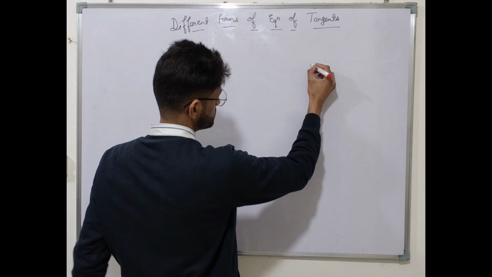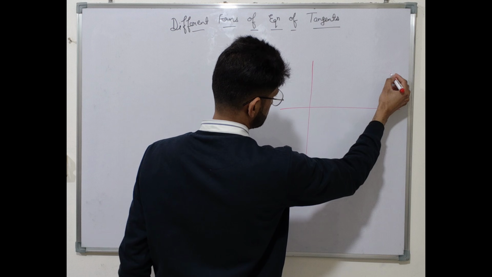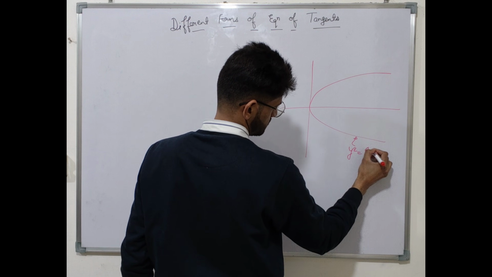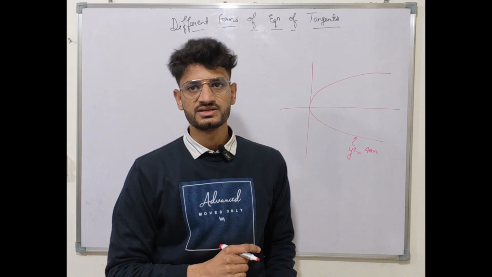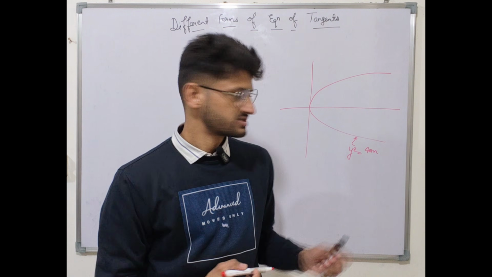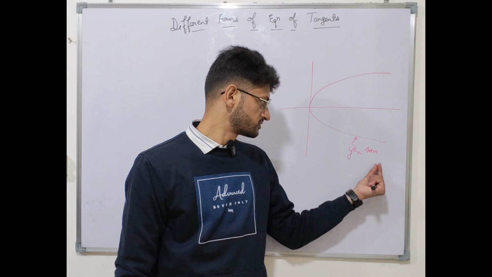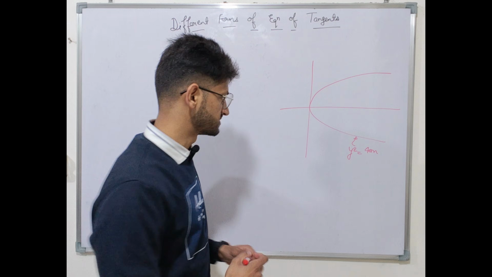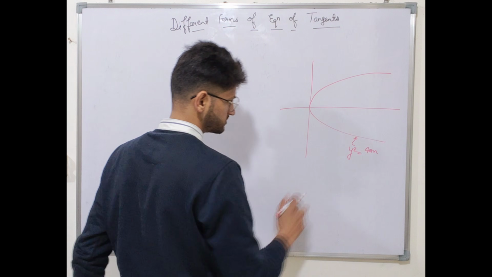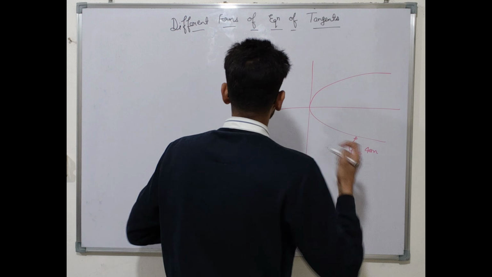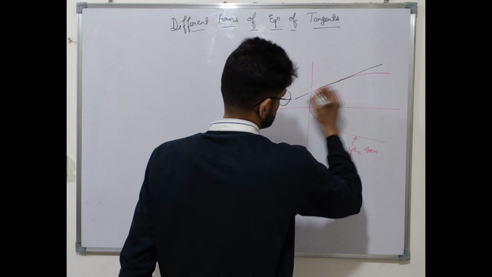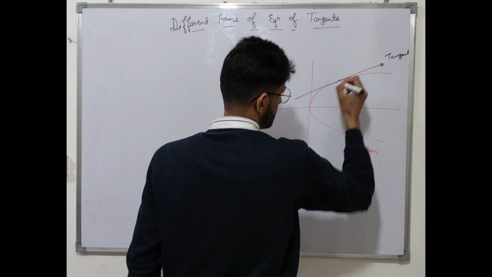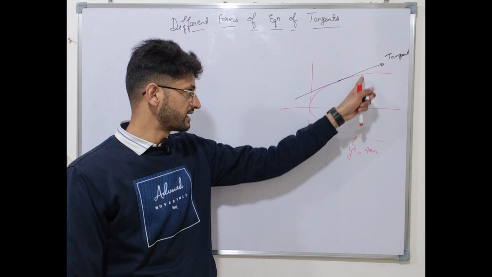So let's assume we have the parabola y square equals 4ax. You will observe that in parabola, most of the useful results or derivations are performed on y square equals 4ax. So this is the standard equation of parabola, and we will see most of the results on this equation itself. If we have to write the equation of tangents, so this is our tangent. In that case, we will have one single point of intersection between line and parabola.